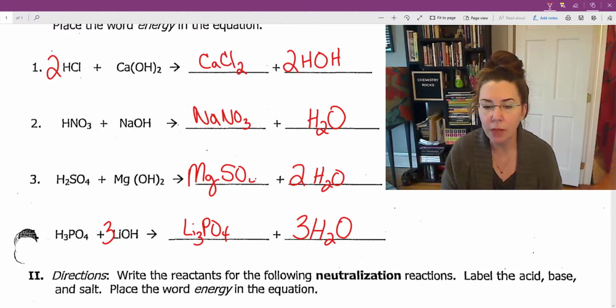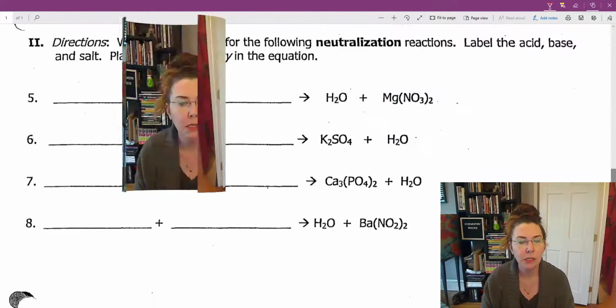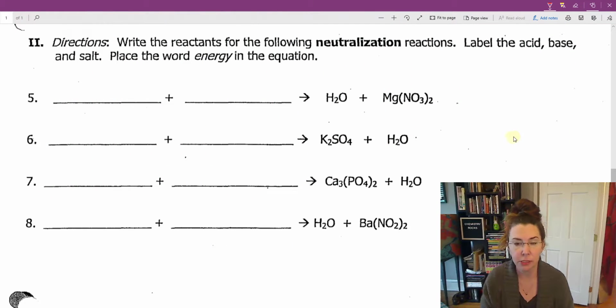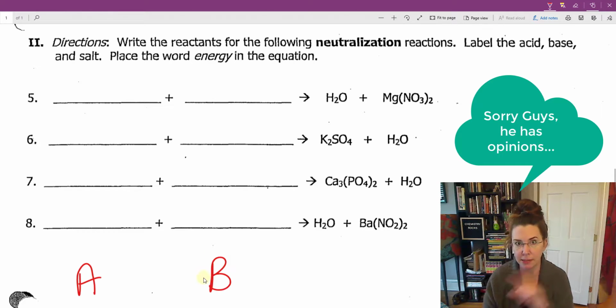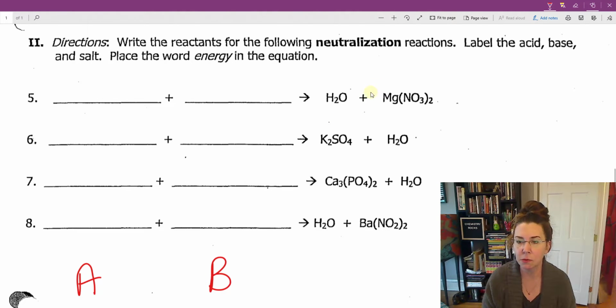Okay, coming on down to the reverse reactions where we were given our salts and our waters and we have to come up with our acids and our bases. For this, just to keep things consistent, I'm going to put my acid first in every single one of these reactions and my base second in every single one, so you know where I'm putting everything.